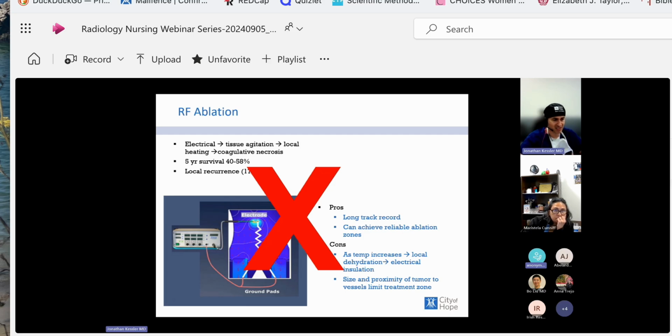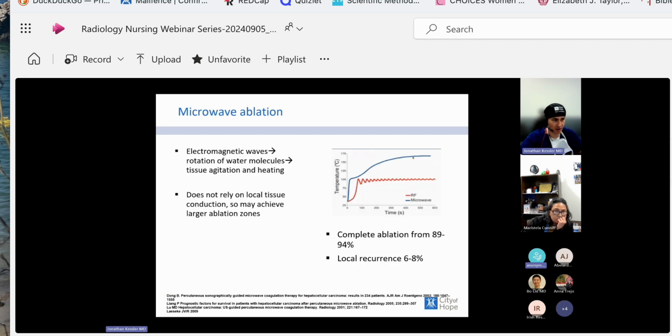The problem with it is it's slow to burn and it doesn't burn very big. So when you're treating cancers in the liver, those are two things that hurt you. You want to be able to burn in the liver big and fast. That will give you better cure rates. That's why we moved to microwave ablation.